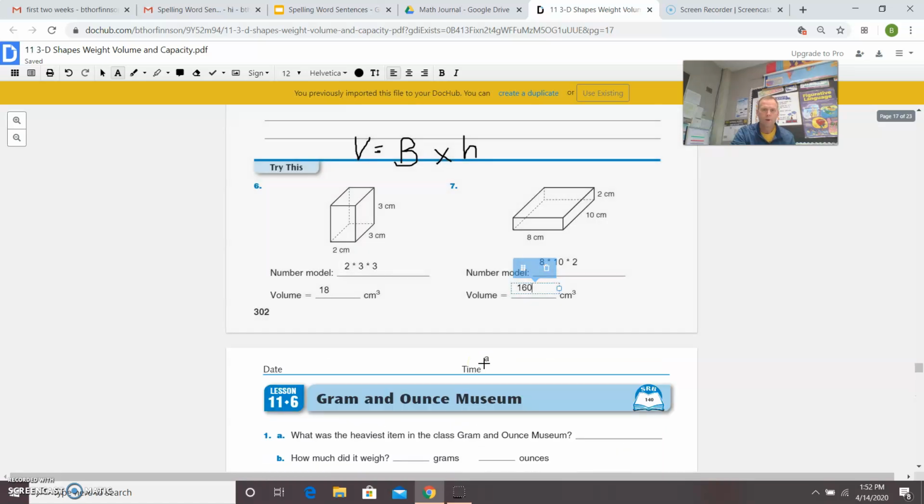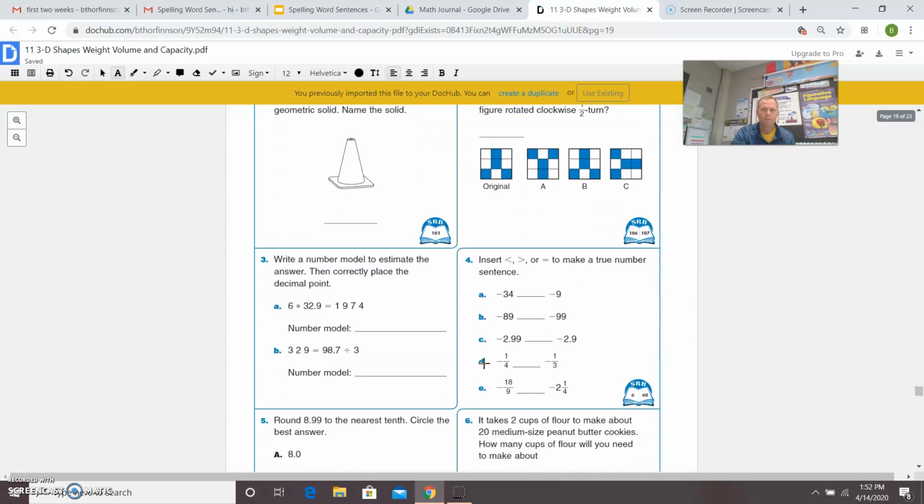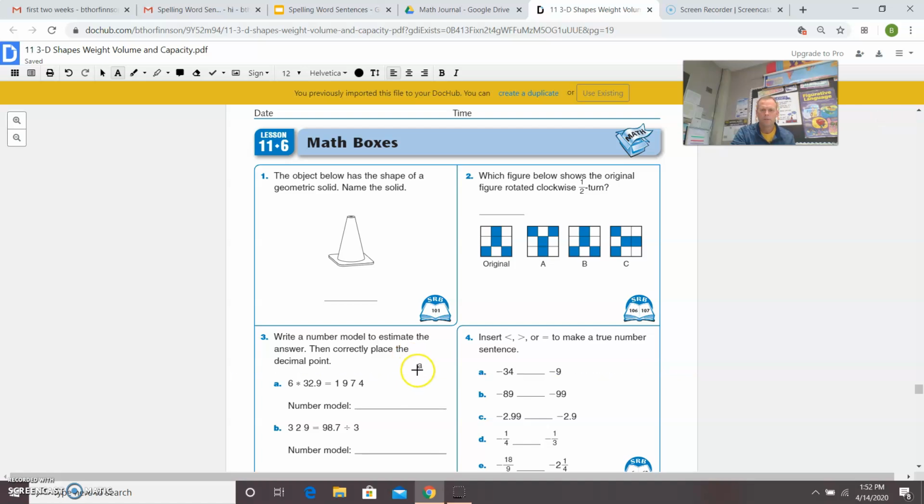On page 304, okay, we have a lot of review. This is kind of a math box with a lot of review. The object below has a shape of a geometric solid. What is it? Well, it's actually a picture of one. So hopefully you got this. It is a cone.